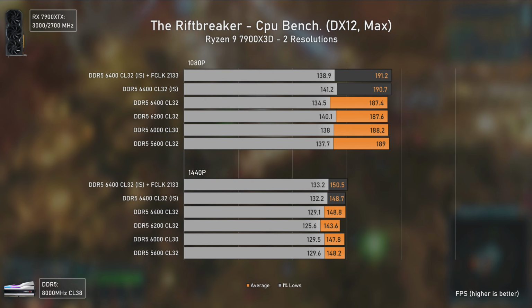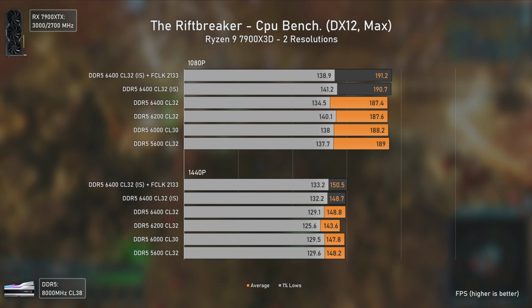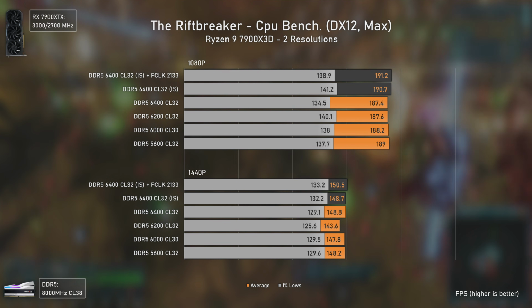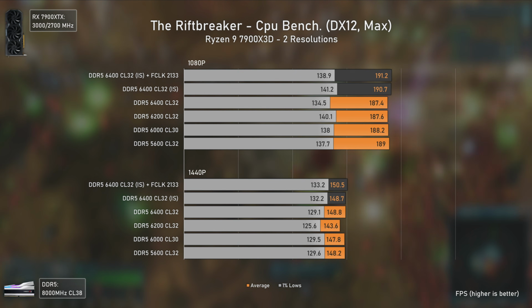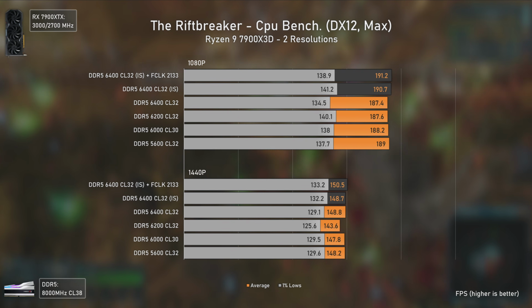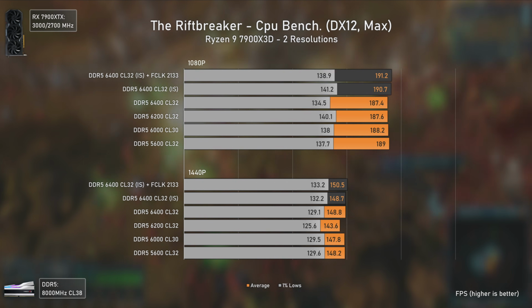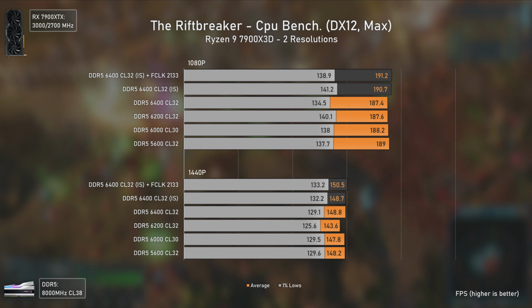When using an X3D CPU like the Ryzen 9 7900X3D, things, as expected, are different, with the performance differences being virtually null and every single result being within the margin of error. So yes, another game where RAM doesn't really matter for the X3D CPUs.